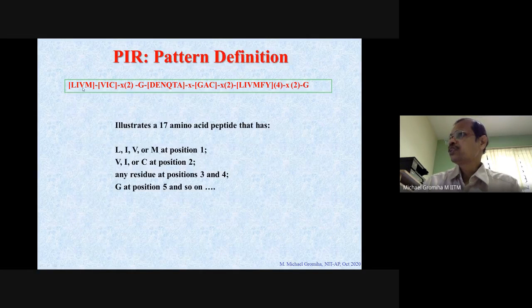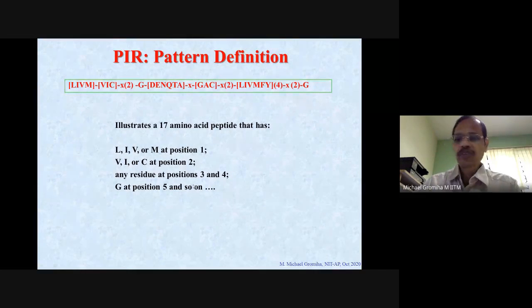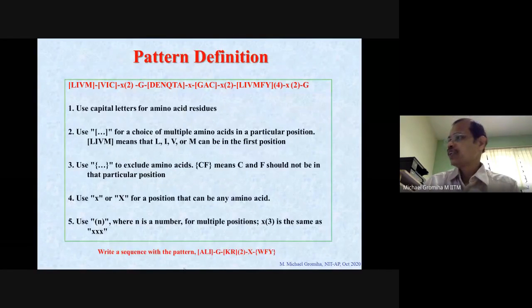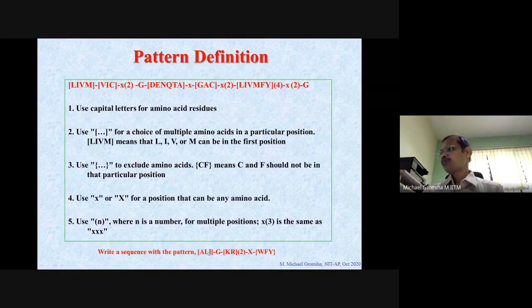Okay, so I'll tell you this one. Here this is your pattern, and there are 17 residues, right? So any one of these will occupy position number 1. Any one of these will occupy position 2, and any residue in positions 3 and 4, and G at position 5, and so on. Right? Okay. Now I give you a simple pattern. Can you give me one pattern for this one sequence? How many positions in this pattern?